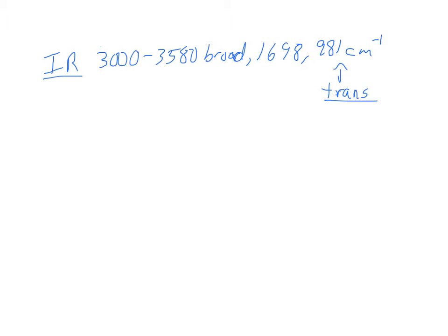And then what about the 3,000 to 3,580 broad? Big OH, probably. And then what about the 1698? Probably carbonyl. What kind of carbonyl though? A weaker one? One that has some single bond character. So it's going to be a carboxylic acid.